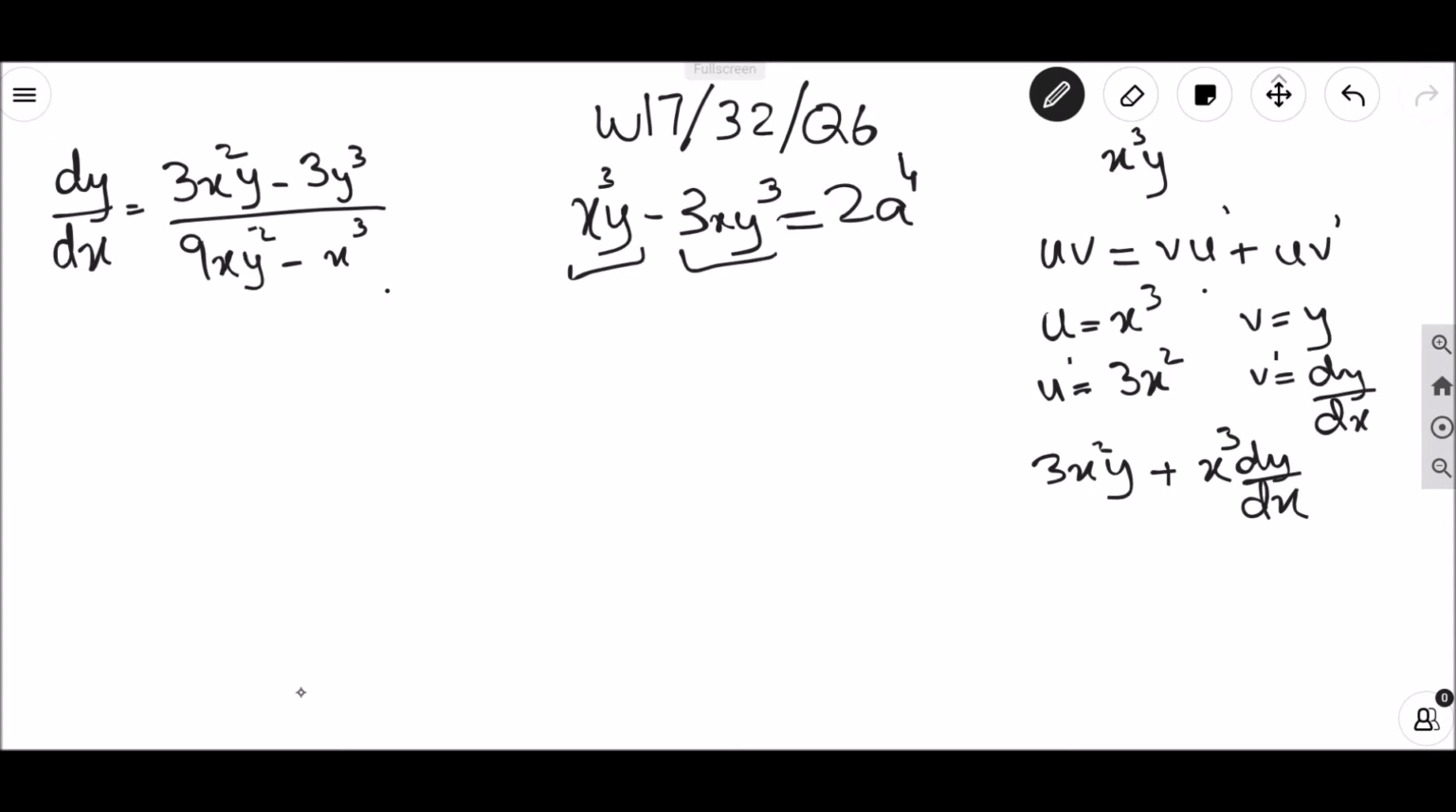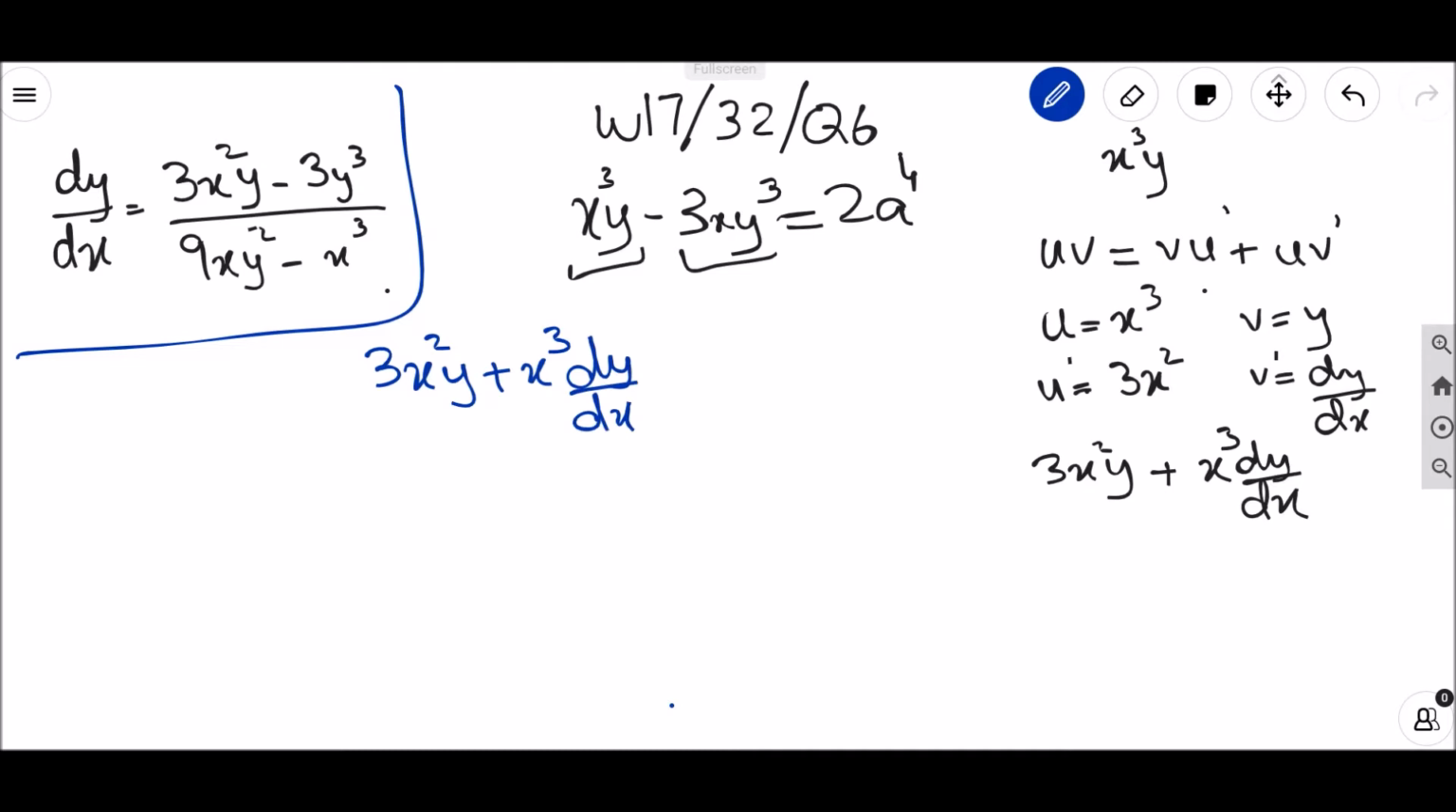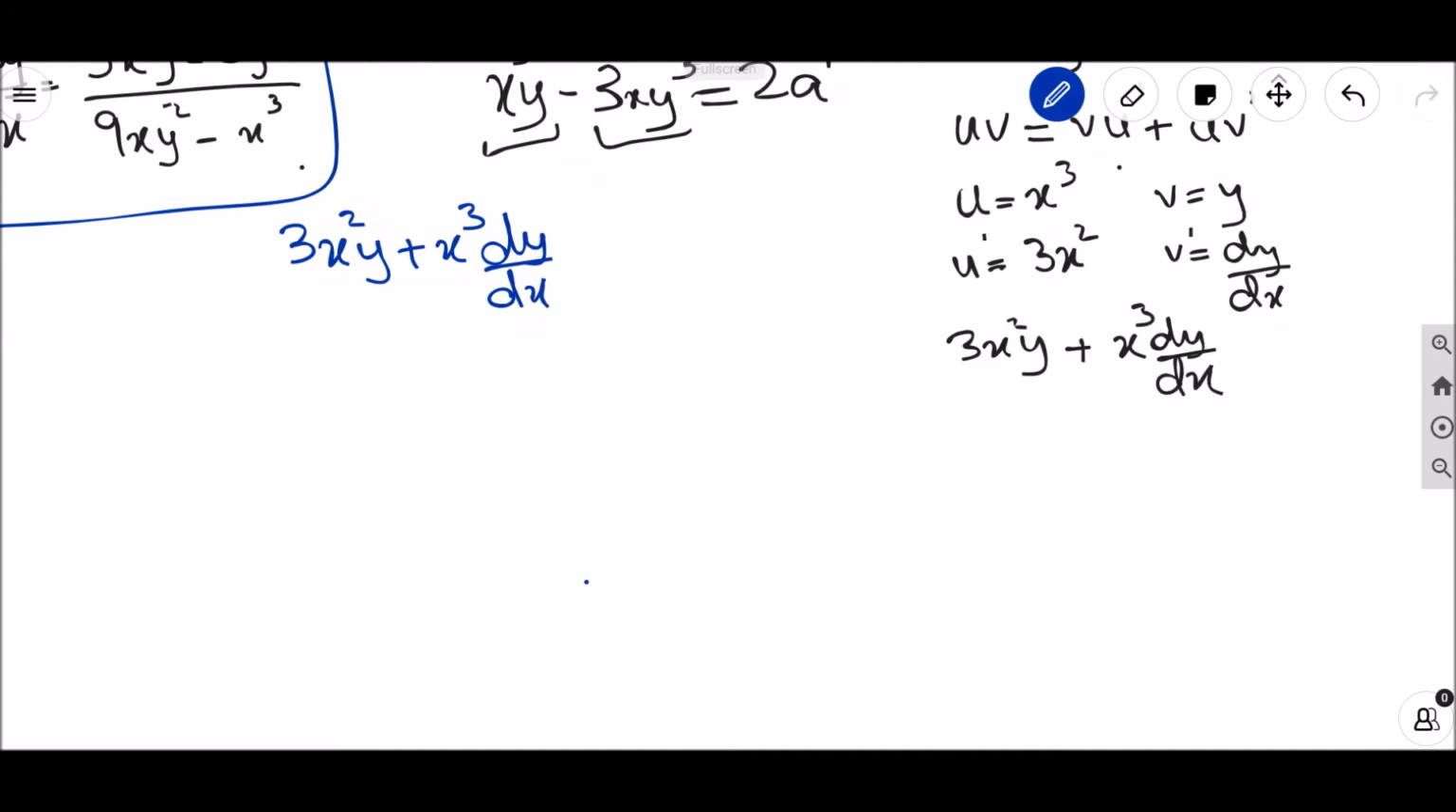So I'll write it here in blue pen so it's easier. 3x squared y plus x cubed dy over dx. Now the second part is minus 3xy cubed. I'm not taking the minus sign for now, so it's just 3xy cubed. Here our u is 3x and our v is y cubed. So the derivative of 3x is 3 and the derivative of y cubed will be 3y squared dy over dx.